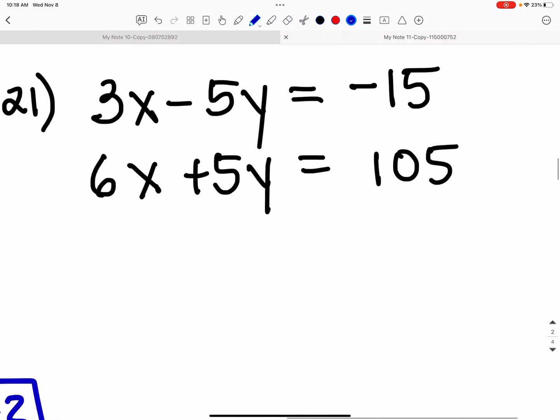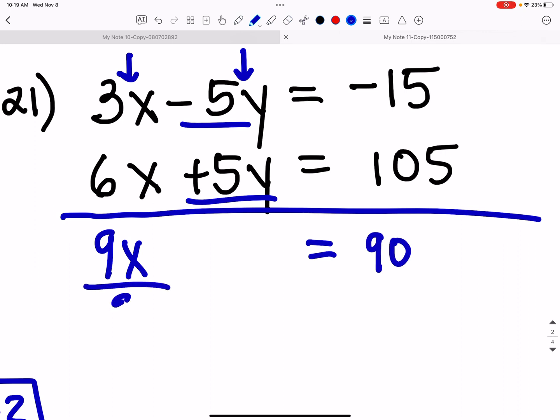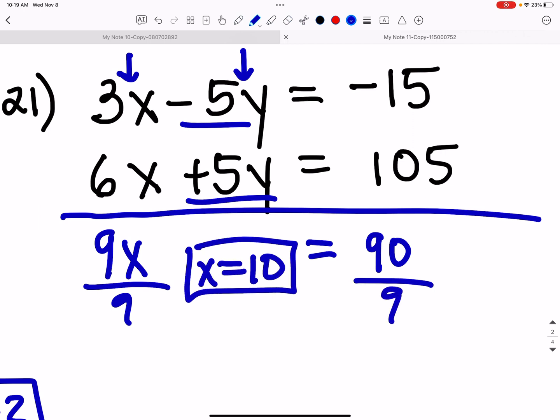All right, over here, they're ready to go. The 5y's and -5y's cancel each other out. So we've got 3x's and 6x's is 9x's. These guys kill each other off, so we don't have to do anything. And -15 versus +105, the positives win by 90. I get rid of the 9, top versus bottom the 9, and x equals 10. Just like that, I'm done with it.